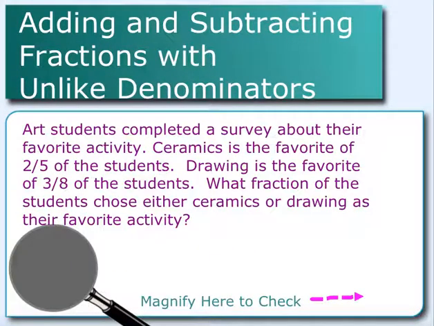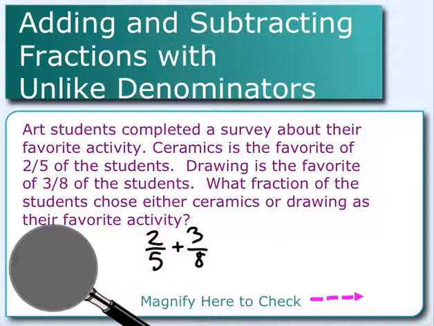Let's end with some word problems. Art students completed a survey about their favorite activity. Ceramics is the favorite of 2/5 of the students. Drawing is the favorite of 3/8. What fraction of the students chose either ceramics or drawing? So we want the total of these. So total means we're going to add 2/5 and 3/8.